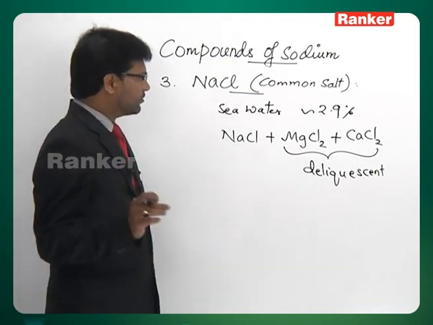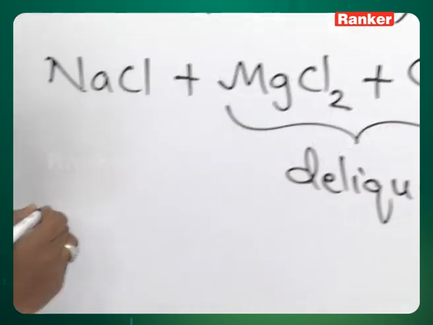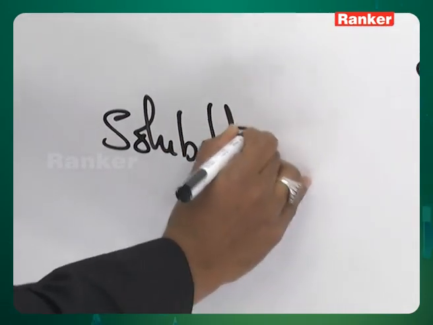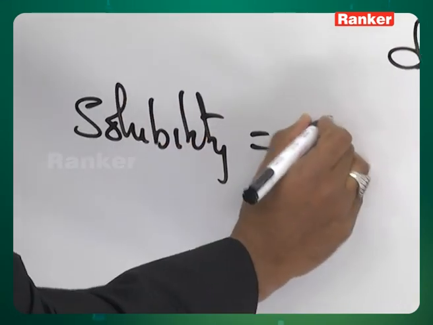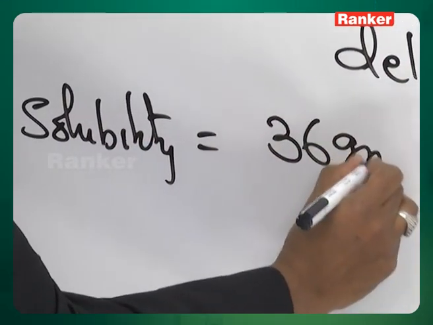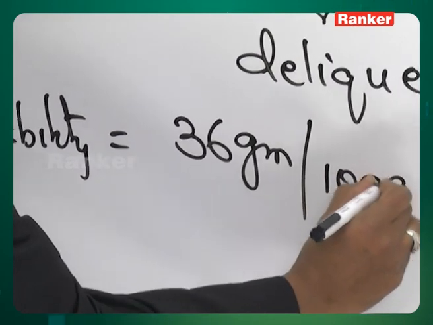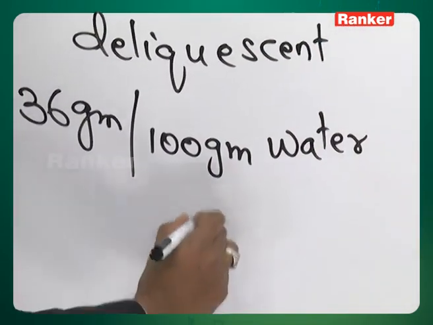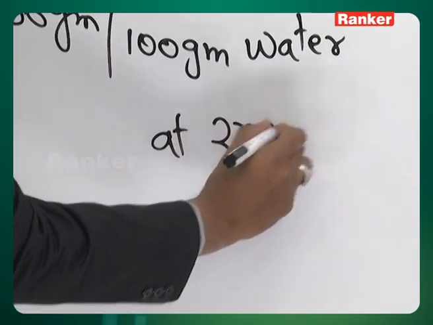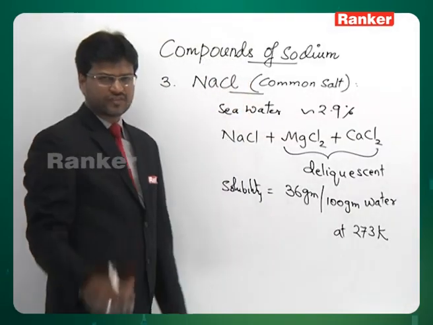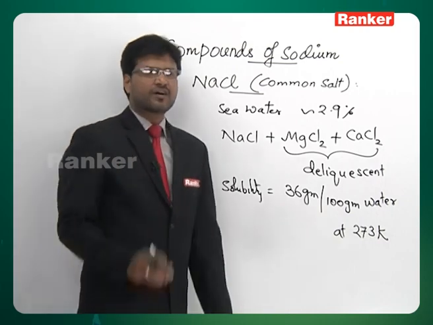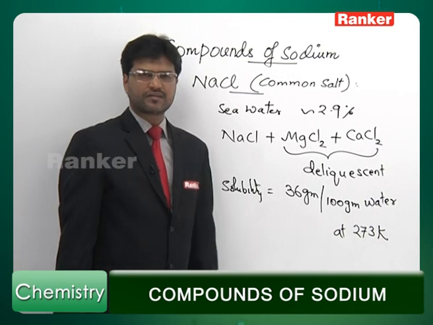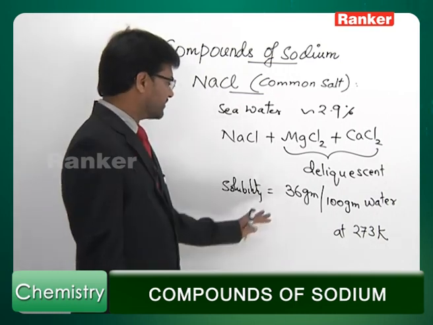Another thing you are supposed to know about sodium chloride is the solubility of sodium chloride. Solubility of sodium chloride in water is about 36 grams per 100 grams water at 273 Kelvin. At about 273 Kelvin or 0 degrees Celsius, you can dissolve 36 grams of sodium chloride in 100 grams of water. That is the solubility.